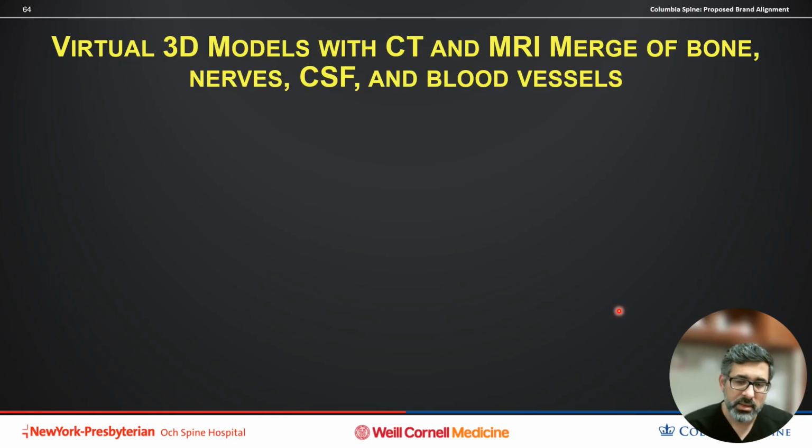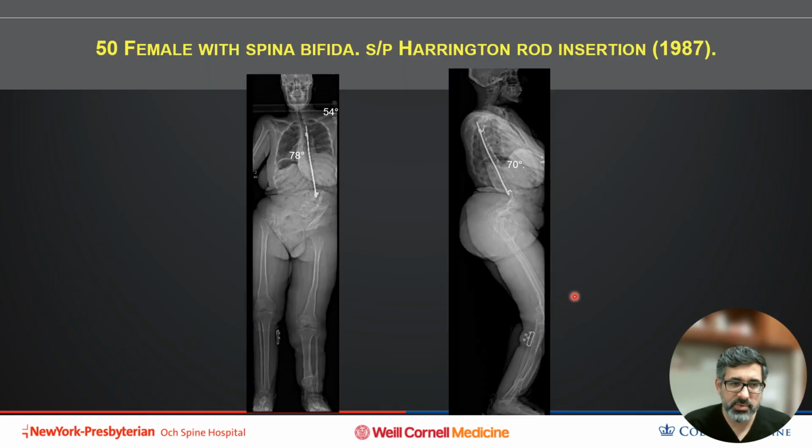And lastly, an extremely important part of patient-specific constructs and planning is really being able to visualize a lot of the structures, including the soft tissue, the nerves, the CSF, and blood vessels in a 3D model. And so here's a patient of mine, 50-year-old female with spina bifida, prior Harrington rod surgery. She had a prior surgery for spina bifida as well, lower down. And so the anatomy here was quite abnormal.